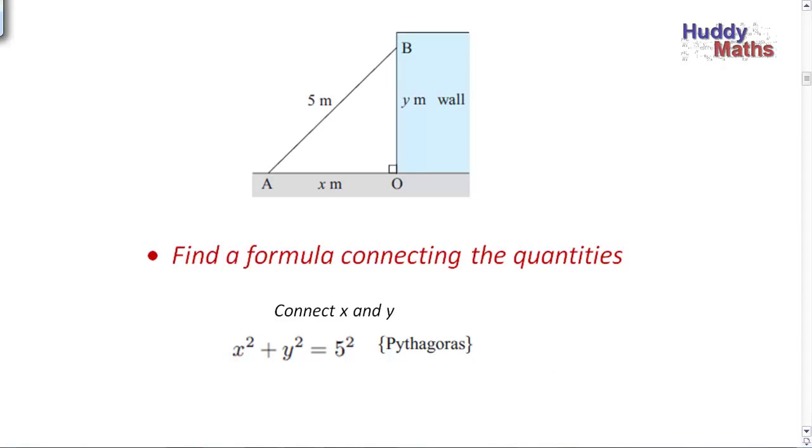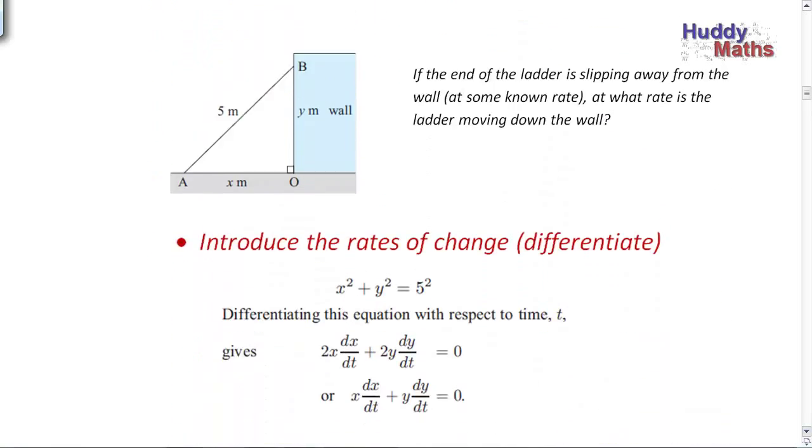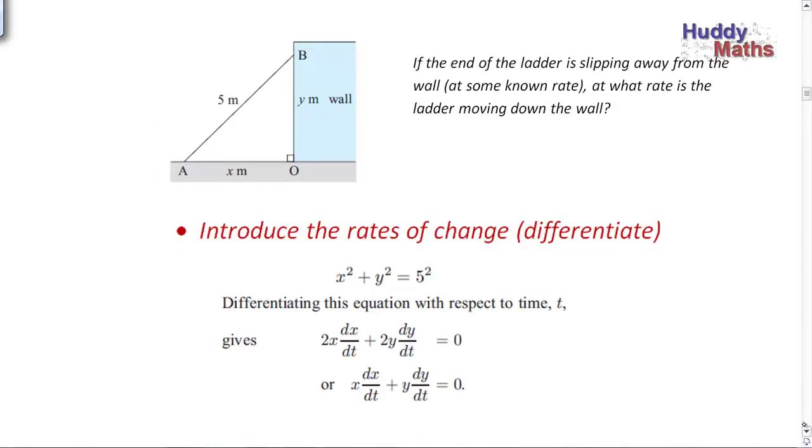We could find a formula connecting the quantities. I like students actually to write in, connect x and y. So it's just a reminder. And here, of course, it's an easy connection because of this right-angled triangle. So by Pythagoras, the square on the hypotenuse equals the sum of the squares on the other two sides. Pythagoras there. So we've got a formula, and guess what we're going to do? I think you've probably seen through the basic solution now. Because we want a rate of change, we're going to differentiate with respect to time.